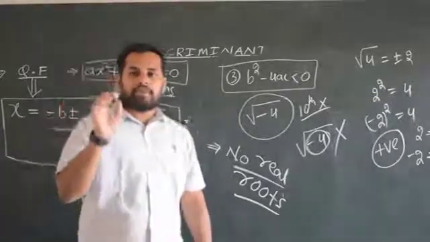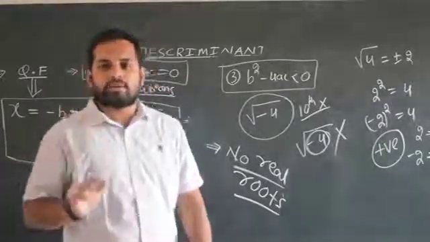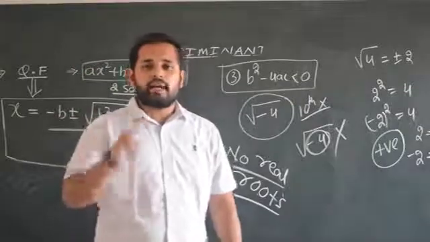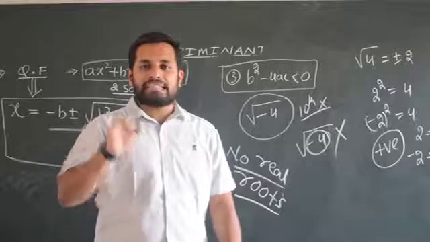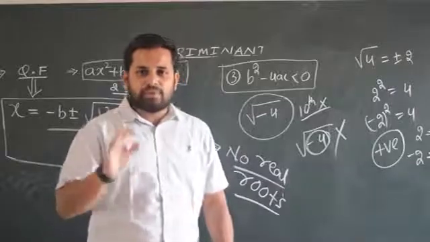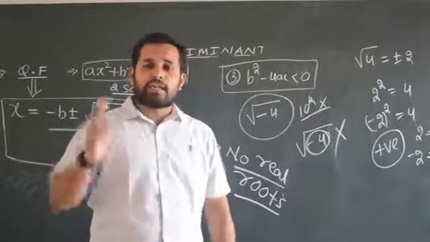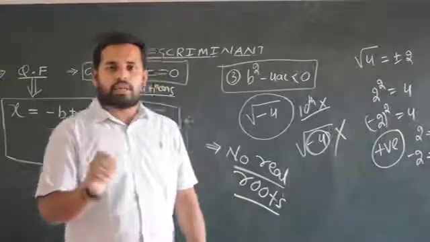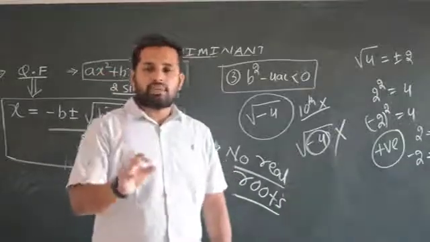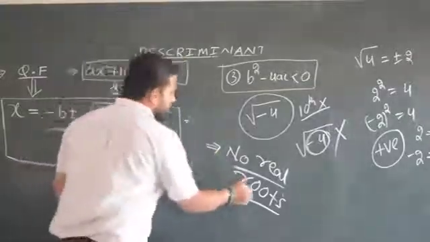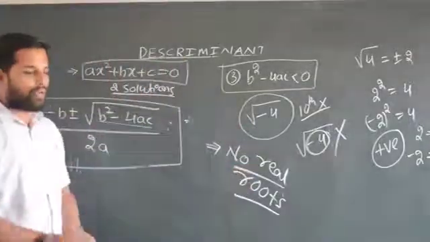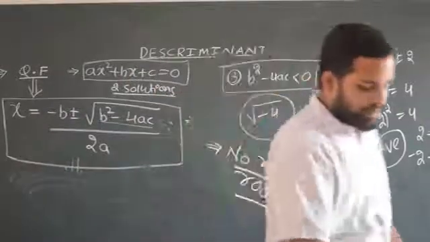If b square minus 4ac is equal to 0, I am going to have 2 same real roots. If that b square minus 4ac is greater than 0, I am going to have 2 different real roots. You can check whatever notes you are making. If that b square minus 4ac is less than 0, you are going to say no real roots. Is it clear? Okay. I hope you have made notes of these things.